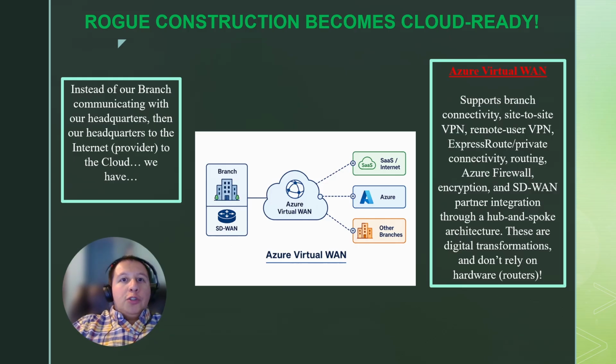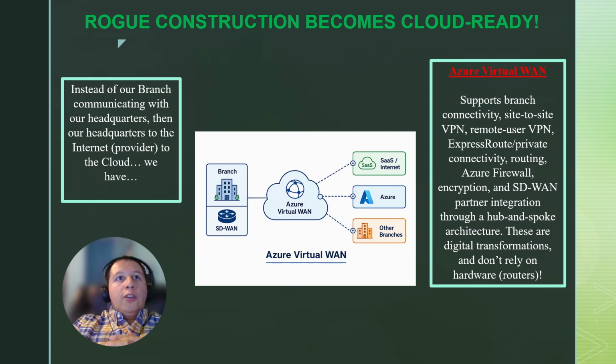So our road construction becomes cloud ready. Instead of our branch communicating with our headquarters, then our headquarters to the internet, like our internet service provider, then to the cloud, we have Azure Virtual Wide Area Network, which supports branch connectivity, site-to-site VPN, remote user VPN, ExpressRoute private connectivity, routing, Azure Firewall, encryption, SD-WAN, partner integration through a hub and spoke architecture. These are digital transformations and don't rely on a lot of hardware.